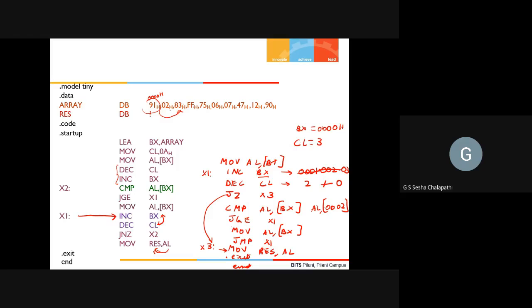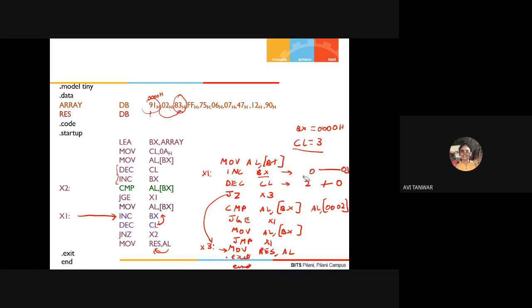I think this also will be okay. Because CL is 3, the array will have 3 numbers, and you have to make 2 comparisons. The first byte with this, and then another comparison for the third byte. So this also will be fine.